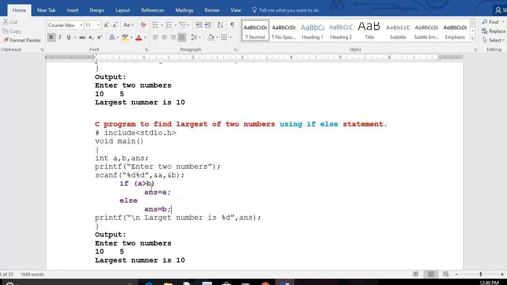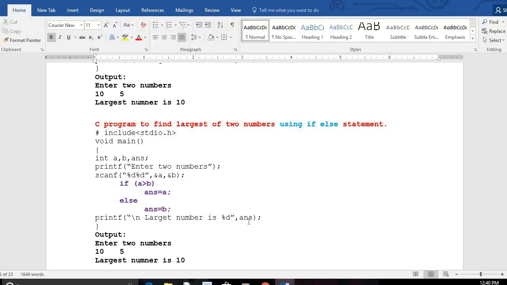Now suppose if A is greater than B, A will be stored in answer. If A is not greater than B, then B will be stored in answer. Okay, let's take the same example. Enter two numbers, 10 and 5. 10 is greater than 5? Yeah, 10 will be stored. This part will not work.